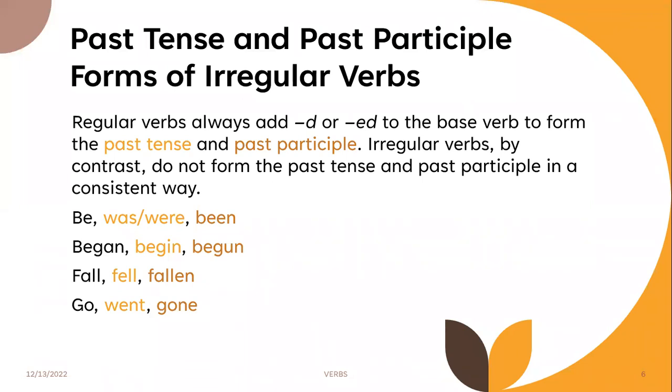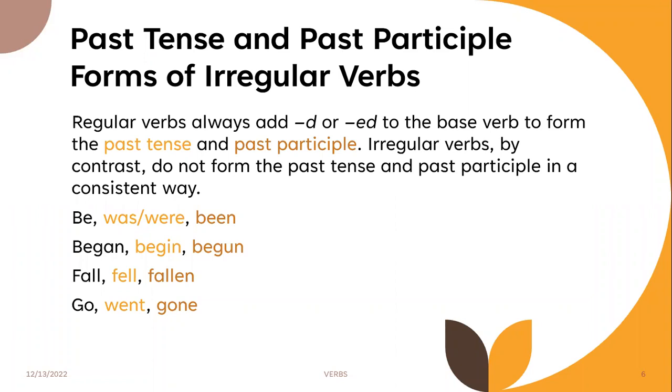So, past tense and past participle forms of irregular verbs. Regular verbs always add D or ED to the base verb to form the past tense and past participle. Irregular verbs, by contrast, do not form the past tense and past participle in a consistent way. So here we have some examples.